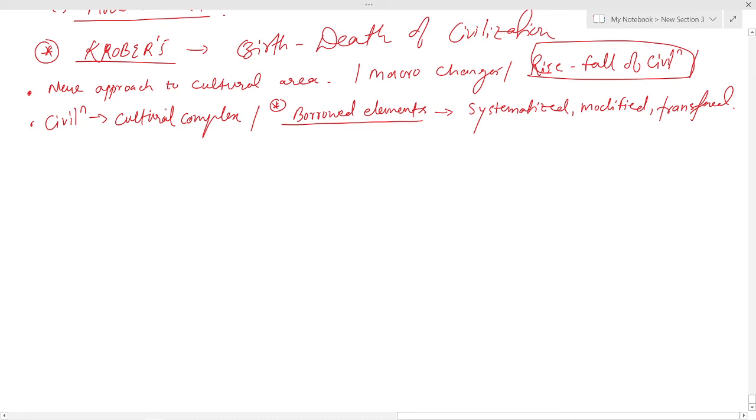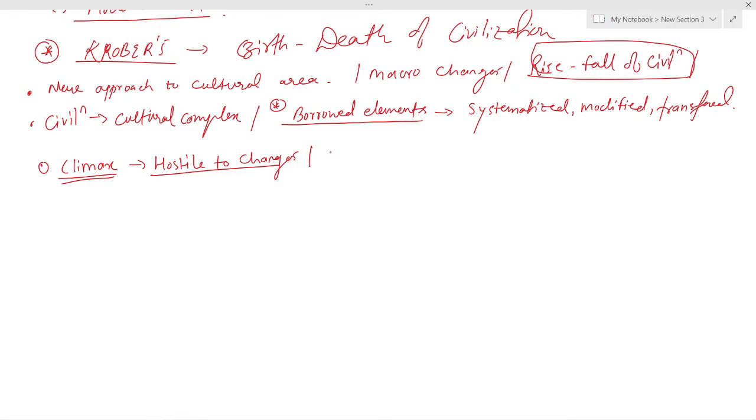Now, when this cultural complex reaches the climax of civilization, it becomes hostile to changes. First it borrows a lot of traits from every other cultural element or small unit, but when the civilization reaches its climax, the final or matured stage, it becomes hostile to the new incoming cultural traits.